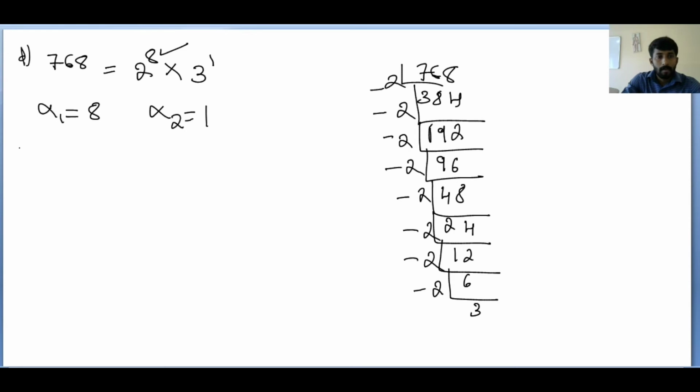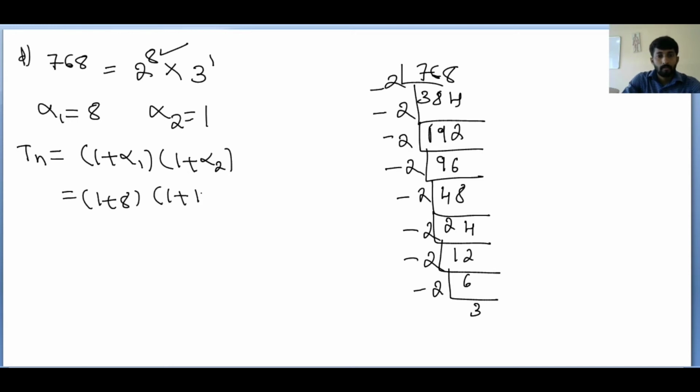Then write the formula Tn. What's the meaning of Tn here? Number of positive divisors of the given composite number, right? Tn is equal to, formula is 1 plus alpha 1 into 1 plus alpha 2. It's equal to 1 plus 8 into 1 plus 1. Multiply 9 into 2. It's equal to 18. Therefore, number of positive divisors of 768 is equal to 18.